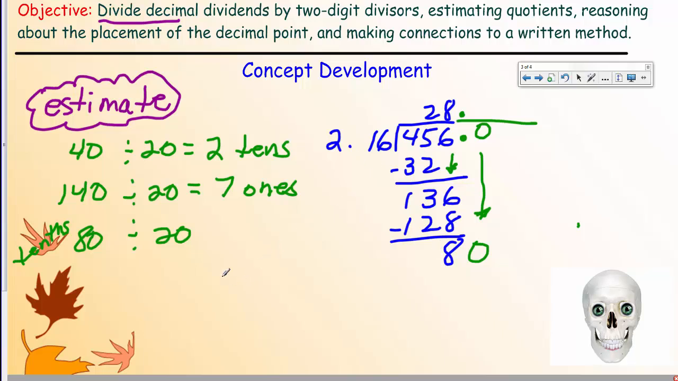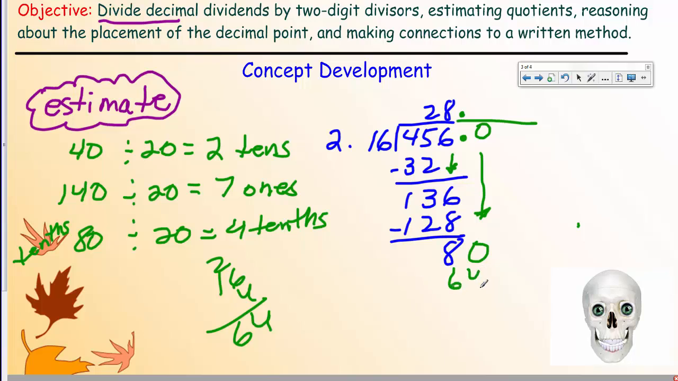So now let's see if 80 divided by 20 would equal 4 tenths, since this is tenths. And let's see what happens if we take 16 times 4. We get 64. 64 looks like it'll work in there, just like the last time. And if I'm subtracting, I need to regroup. Now I get 6, and now I get my 1, 16. Okay, now I have to put my 4 up here. Okay, we're good so far.